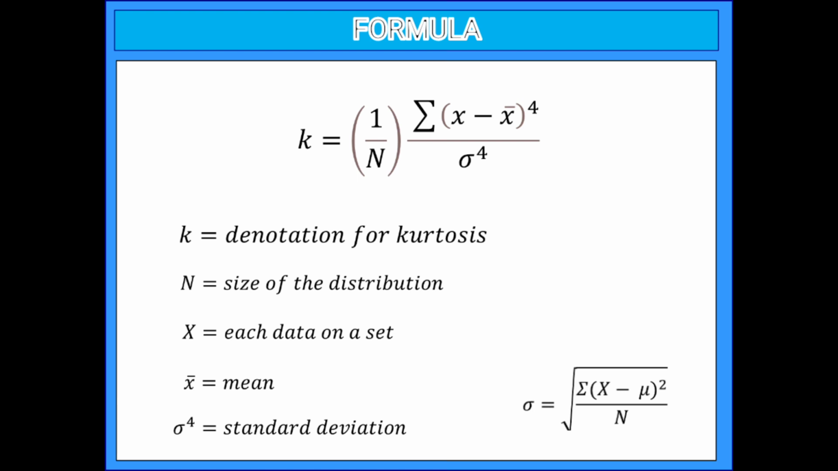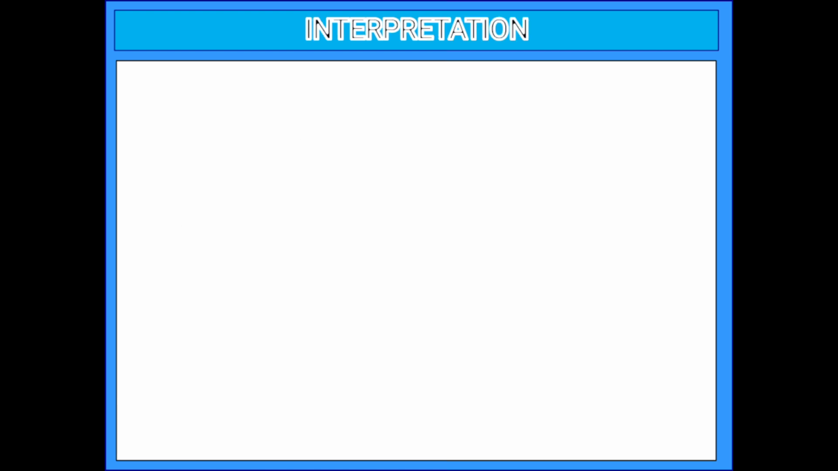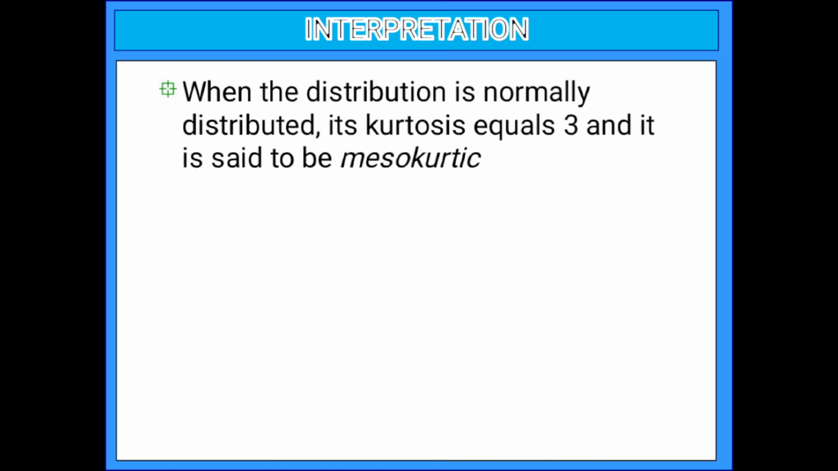And X bar or mu, this one here, X bar and mu is the same. You're getting the average or the mean. And this one here is the symbol for the standard deviation. And again, this is our formula for getting the standard deviation. We just always remember that. And I'm going to introduce to you those interpretations.